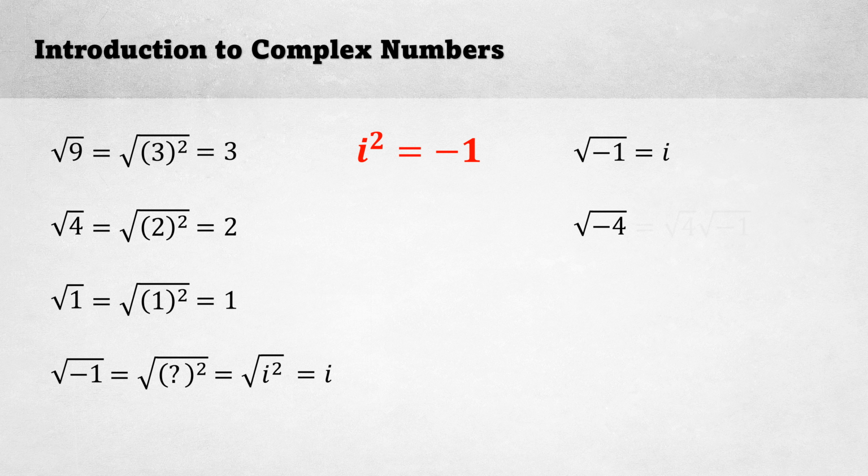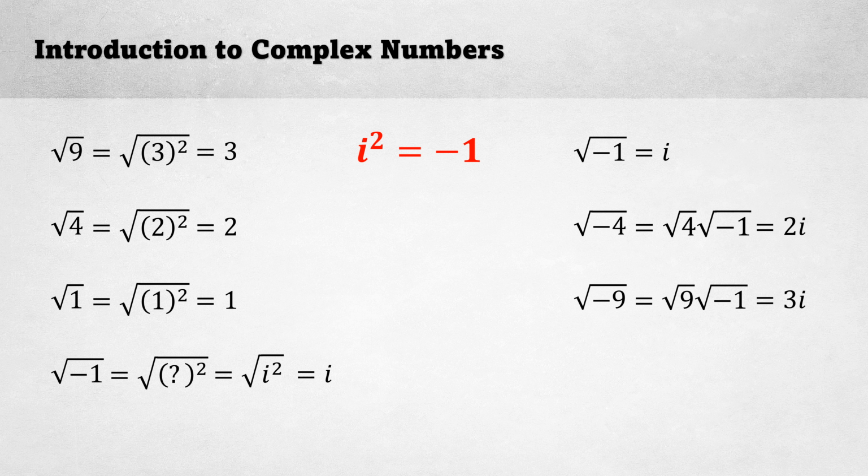rewriting it as the square root of 4 times the square root of -1 and simplifying each of them separately and express it as 2i. Similarly, the square root of -9 can be expressed as the square root of 9 times the square root of -1, where we simplify each of them separately and express it as 3i.